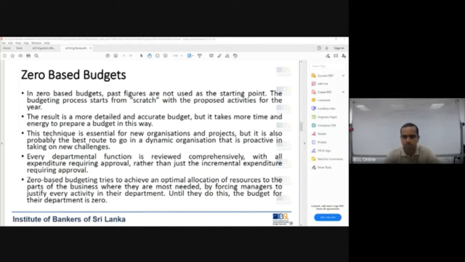This technique is essential for new organizations and projects, but it is also probably the best route to go in a dynamic organization that is proactive in taking on new challenges. Every departmental function is reviewed comprehensively with all expenditure requiring approval rather than just the incremental expenditure requiring approval, right? So everything you need to justify. If you do anything, you have to justify that. Zero-based budgeting tries to achieve an optimal allocation of resources to the parts of the business where they are most needed by forcing managers to justify every activity in their department. So you have to justify everything, otherwise you don't get any allocation. Until they do this, the budget for their department is zero, right? So if you can't justify, you don't get a budgetary allocation.